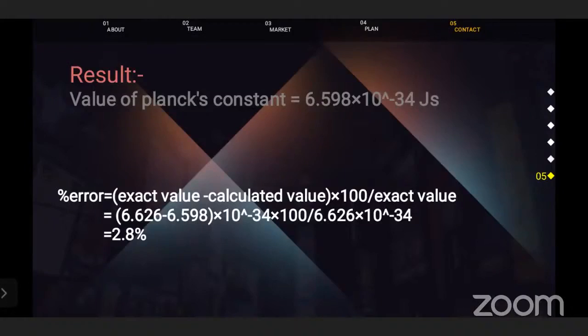Using the graph, we calculated it, and the percentage error is the exact value minus the calculated value upon the exact value into 100. So we take the difference and calculate the value, that is, a percentage error of 2.8%. In this way, we can determine Planck's constant by using the LED. Thank you.